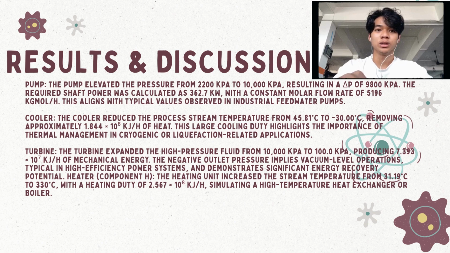Last but not least, the turbine expanded the high pressure fluid from 10,000 kilopascal to 100 kilopascal, producing 7,393 kilojoule per hour of mechanical energy. The negative outlet pressure implies vacuum level operations typical in high efficiency power systems and demonstrates significant energy recovery potential.